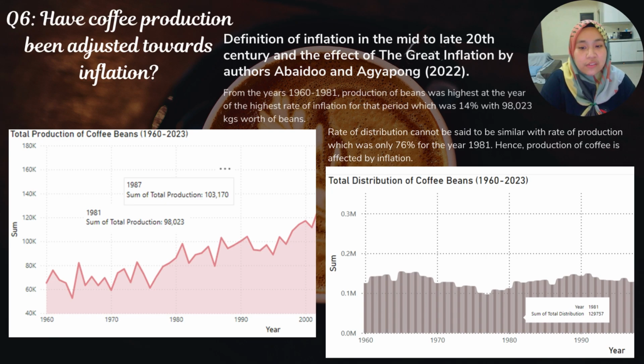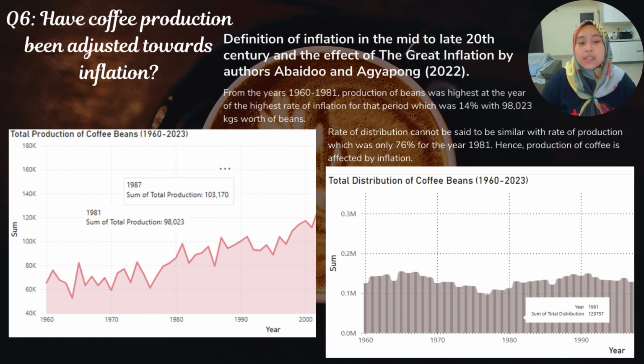From the area chart graph that we have generated, it is evident that during the Great Inflation, the sum of total production of coffee beans was mostly low but reached its peak in 1981, a year before the stagflation ended. However, the rate of distribution was only 76% in that year. In fact, throughout the period of the stagflation, production ranged between 40 to 77% of total distribution worldwide. Hence, we conclude that production is adjusted towards inflation.